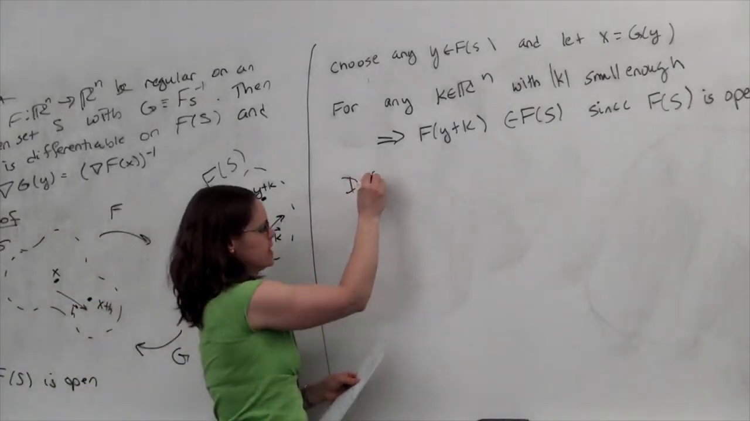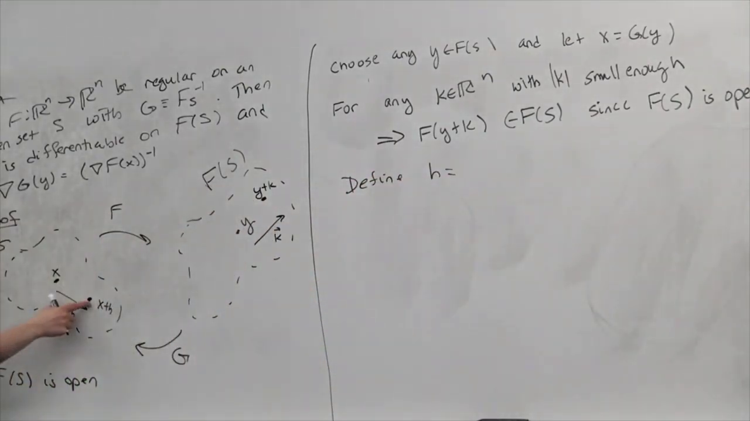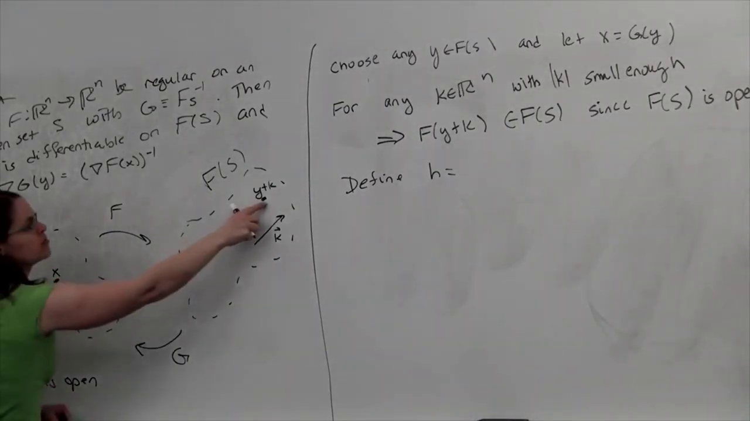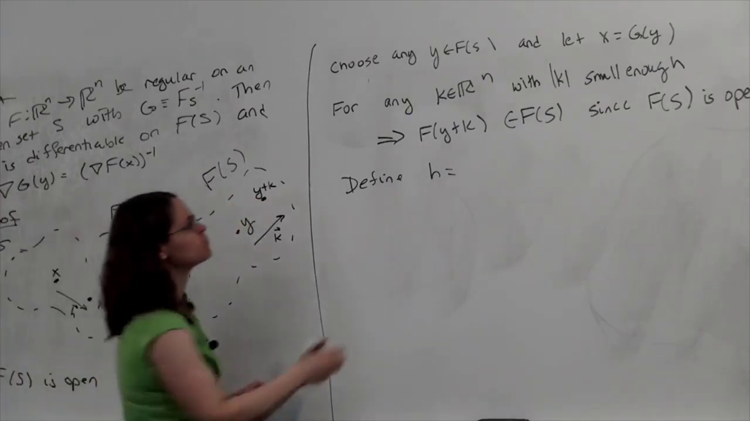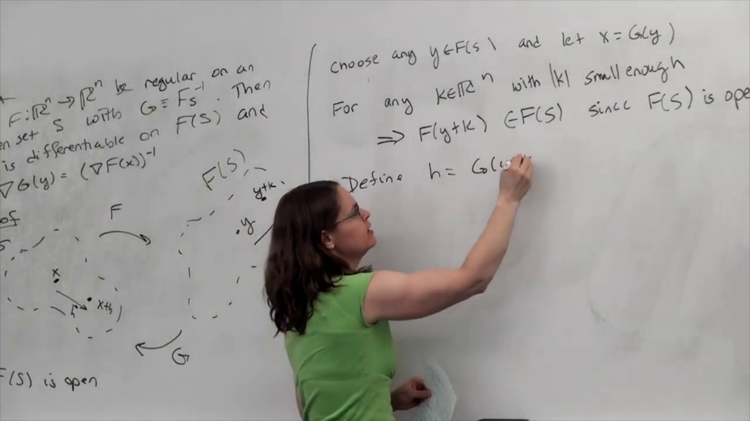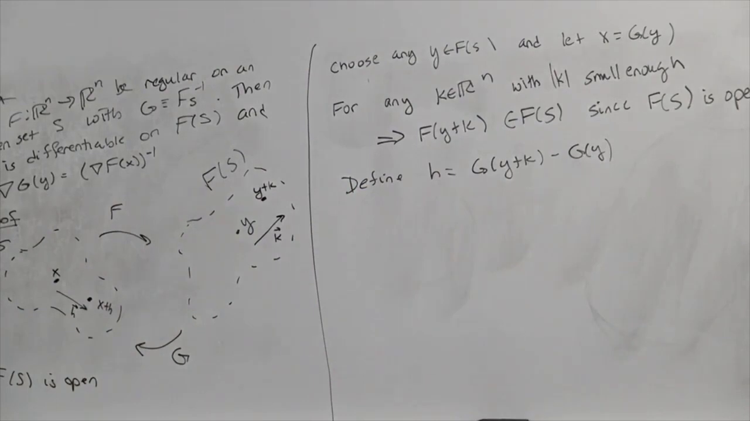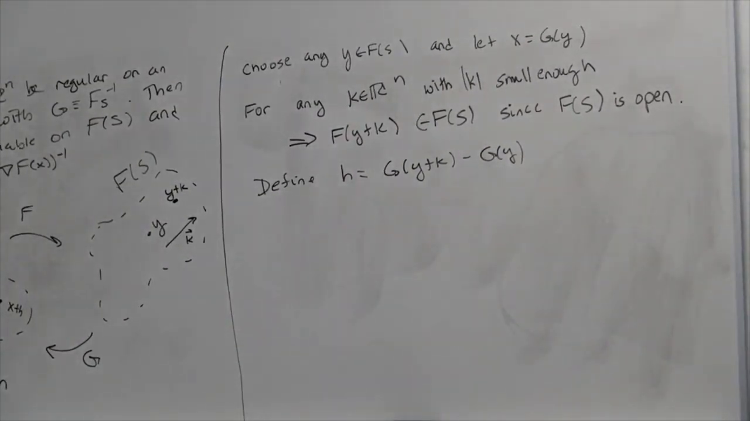Okay, so let's define h. h is going to be the difference between this point and this point. So this point came from this guy here, y plus k, and then we took our inverse function of it. So g of y plus k minus g of y. I like to see differences of the function like this floating around, because these are the kinds of things that are going to pop up when we talk about continuity, when we talk about differentiability.